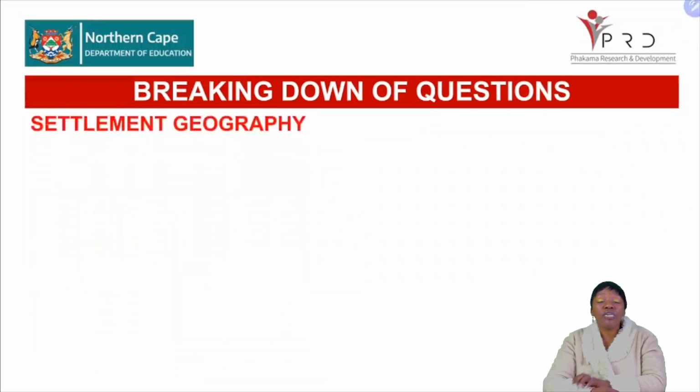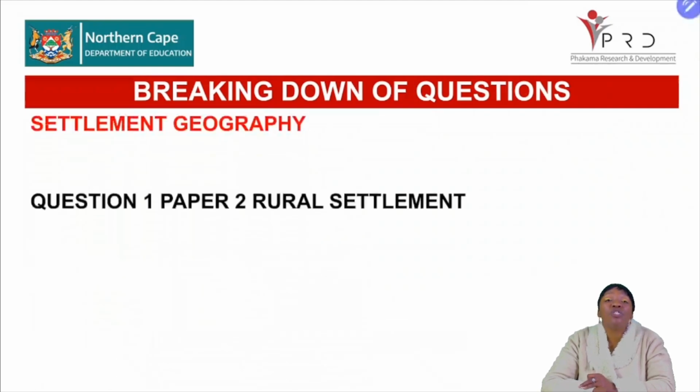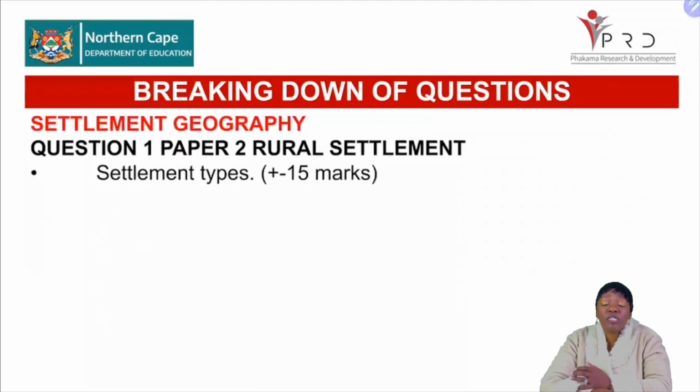Your paper 2 is based on settlement geography. Remember, settlement geography is separated in 2 ways. You have your rural settlement and you have your urban settlement. So in your question 1, you should expect all the questions based on your rural settlement. What topics should you expect? You should expect a topic such as your settlement types.